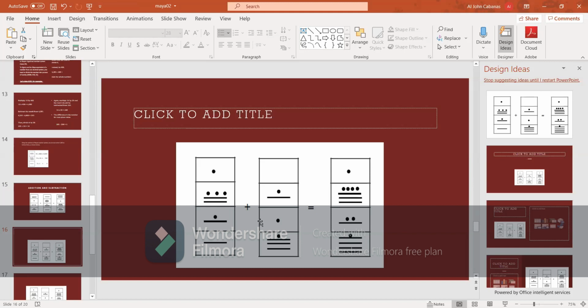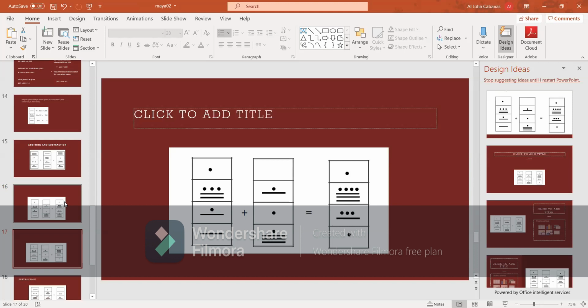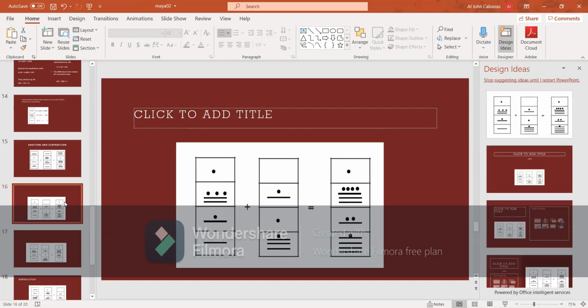And then, 2 dots, 2 dots. 2 bars plus 1 bar, 3 bars. 3 dots plus 1 dot, 4 dots. Then 1 dot, copy lang. Pero, sabi sa rule natin kanina, bawal magkaroon ng 4 na bars. Co-convert natin yung kasunod, yung pang-4 na bar, magiging bilog na yung lahat, okay?